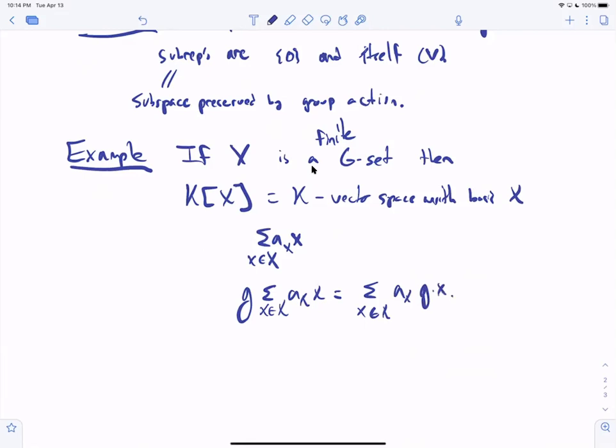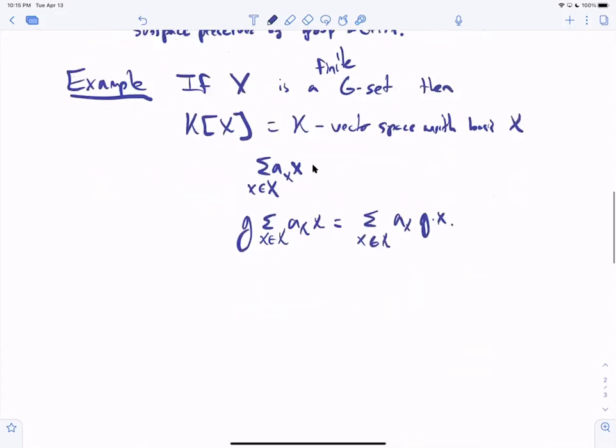You can think about this in different ways. A very natural way to think about this is as the set of distributions on K-valued functions on this set, where x is the Dirac distribution. That's a very natural way to write this down. But you can also just think of it as being formal symbols.